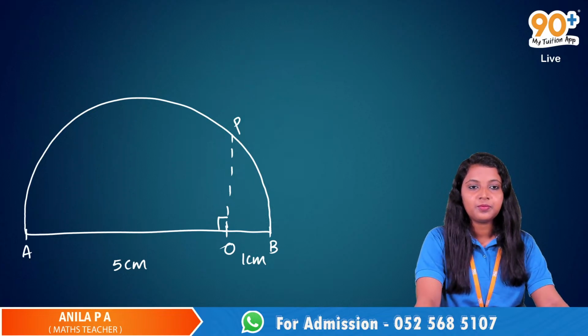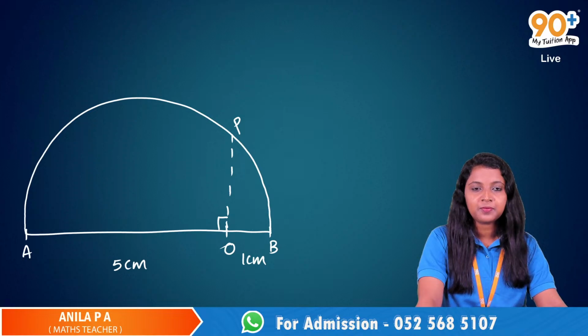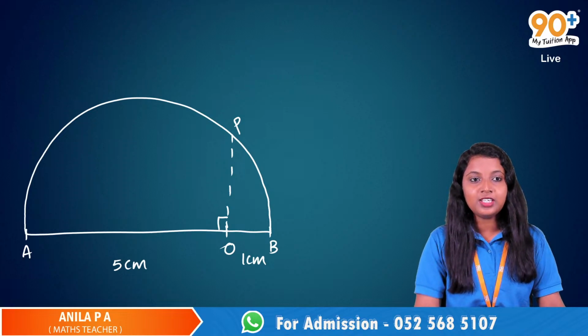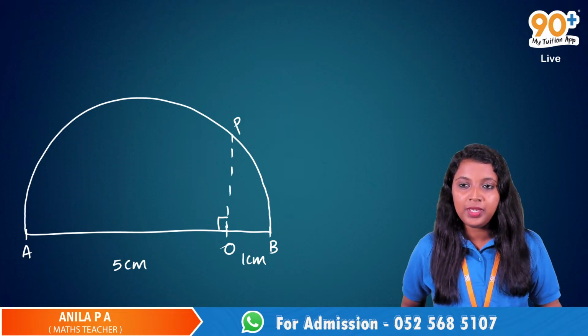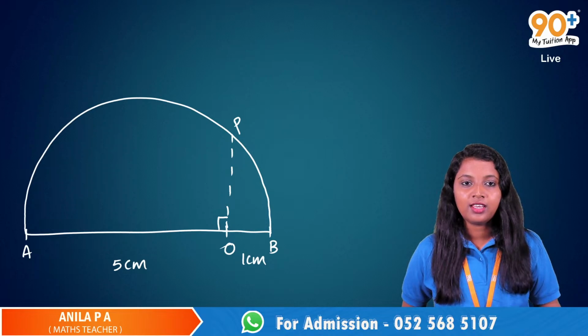Yes, ma'am. And now what we do is we take a compass and measure from O to P, and then we draw a complete arc, and that is our root 5. We take a compass and measure from O to P. Look, I'll show.